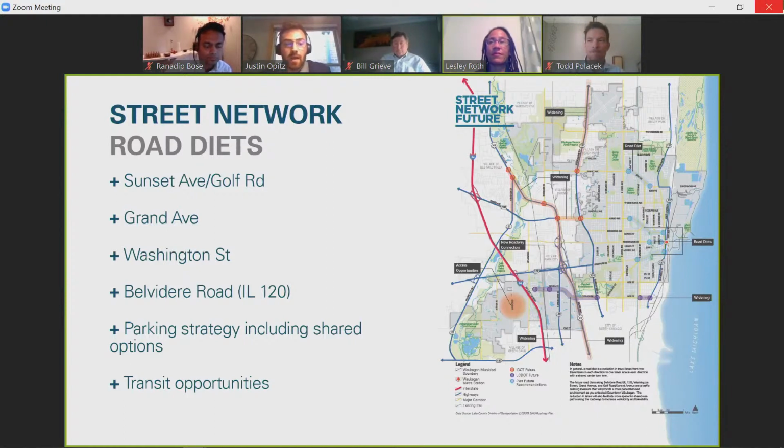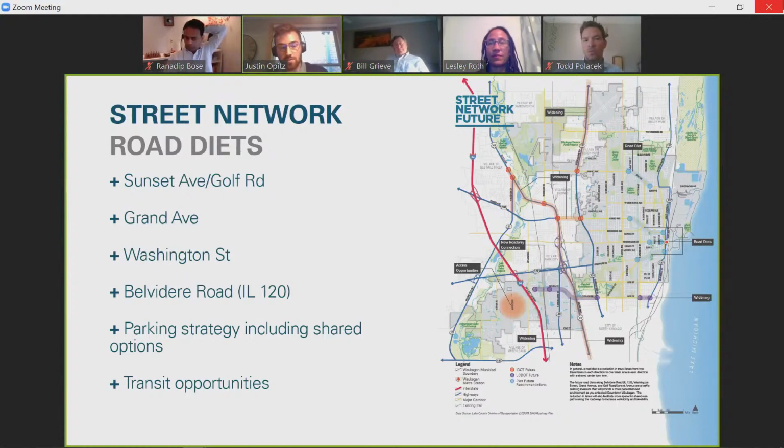And then after the road diets, we have the parking strategy, which should include shared parking options. And what this means high level is that parking lots and parking requirements for businesses often are not shared. So into the future, let's say you have a grocery store and a coffee shop, which are using the same parking lot. Those would then share parking together because they have different peak periods.